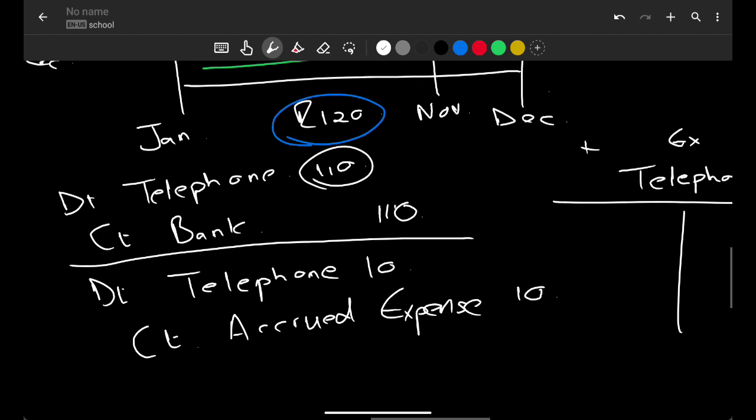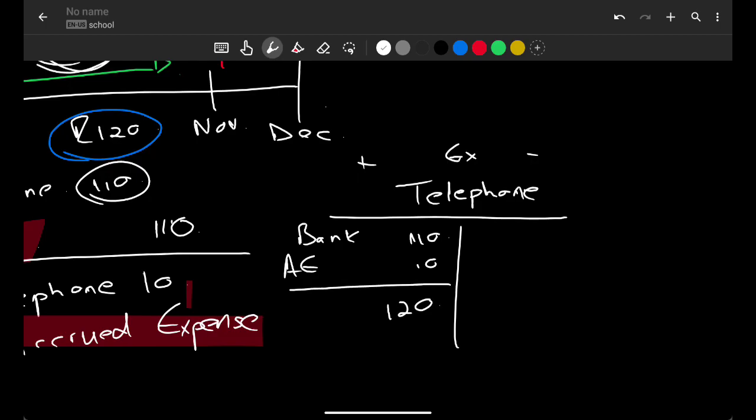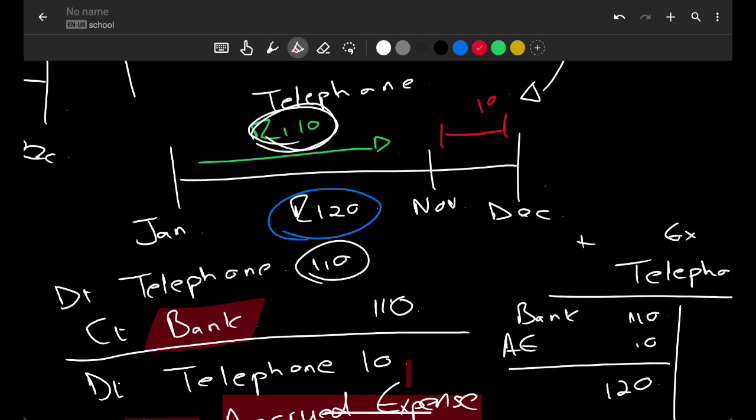Remember, the first one that got debited was bank. Have it here, bank. Then the second one was accrued expense. So what would happen here is I'm going to say plus bank 110. Then I'm going to say accrued expense AE plus 10. Now I'm going to erase this to make it look a bit neater. If you add those two up, it's going to say 120 rand, which is the amount that I'm supposed to actually pay for the year.